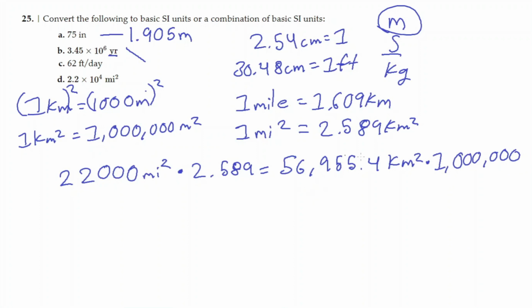So our answer would actually be a very large number. So I'm going to write it straight up in scientific notation. So it would be 5.69, but we're just going to round it to 5.7. So it's going to be 5.7 times 10 to the 10th power. And that is our answer written in scientific notation. And the units to that is meters squared.